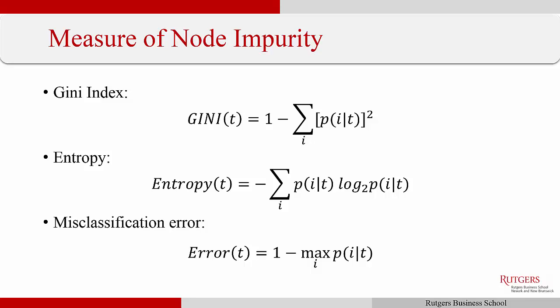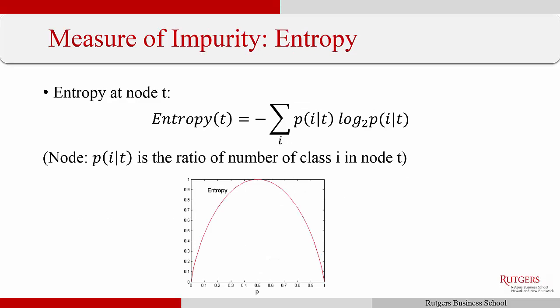The general idea behind all 3 measurements is the same. So if you understand how the entropy works, you should also understand how the Gini index and misclassification error work. Okay, measure of impurity, entropy.